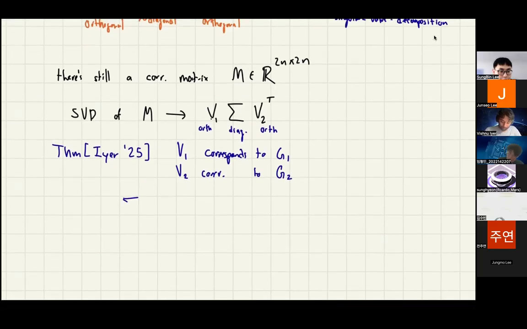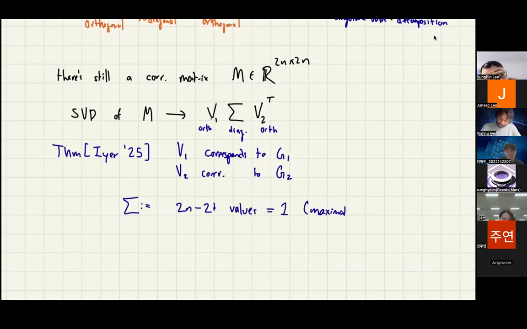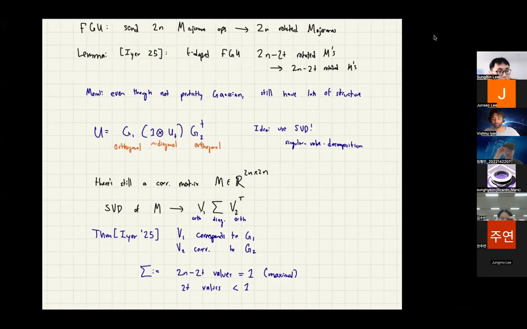And sigma, you have 2n minus 2t values equal to 1, and this is maximal. And you have 2t values less than 1. Okay? So this gives you the exact value of t. This tells you what your t-doped parameter is.